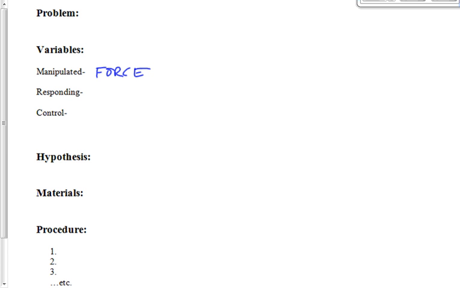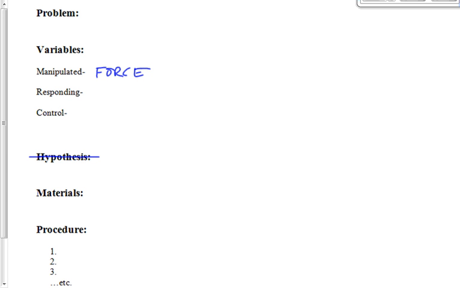Now I'm not going to tell you what the responding variable is. You can probably think of that, right? As I put mass on it, as I change the force, as I manipulate the force, what changes because of that, or what responds to that? You can probably think of that. Also think of a couple control variables. There's at least one really super important control variable that you can't miss. Ideally, we have 2 or 3 good ones, but one that's absolutely essential.